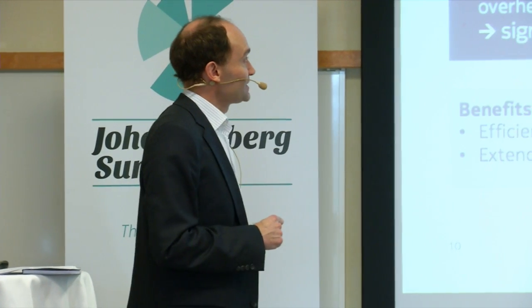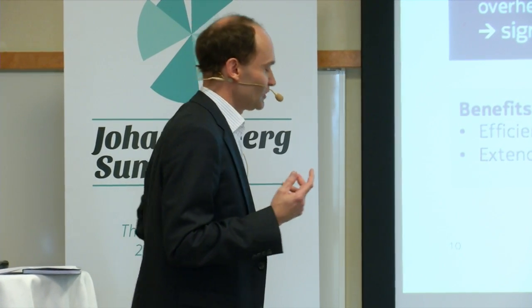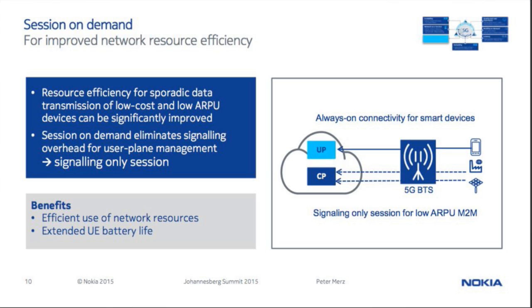If we then go to session on demand, possibly some of you know what we did in 2G, in 3G, and what we built in 4G. We also need to improve the resource efficiency in terms of signaling, because for some devices it might be overkill to have a complete user plane working. We could do it with a control plane only, like we did, for example, in GSM. So we need a signaling-only session, which means we don't have all the overhead of the user plane scenarios.